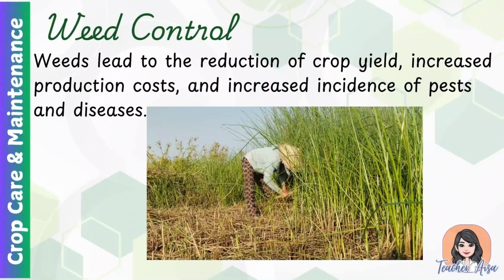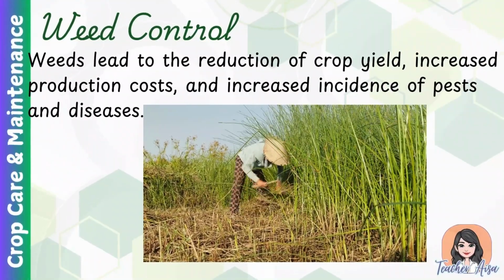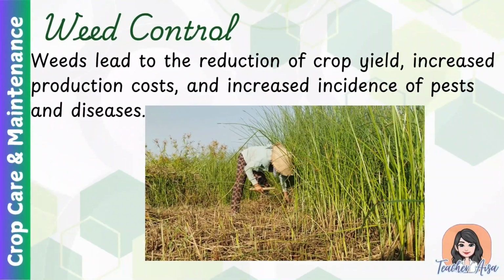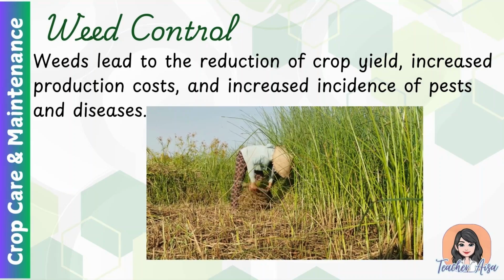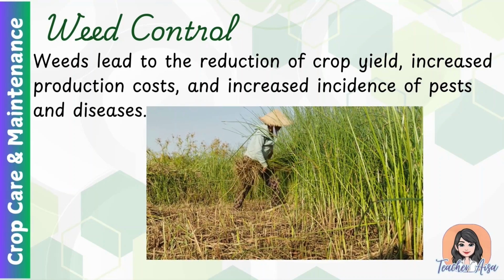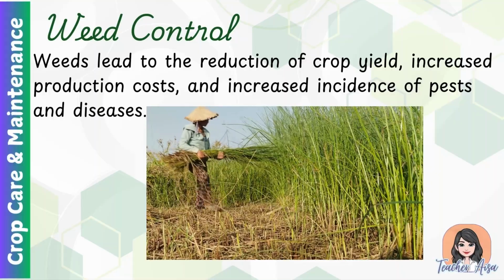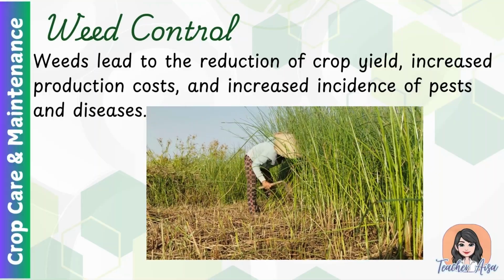Weed control. Weeds lead to the reduction of crop yield, increased production costs, and increased incidence of pests and diseases. To control weeds, methods employed include hand weeding, mechanical cultivation, application of pesticides.